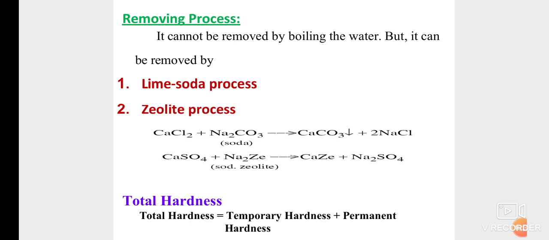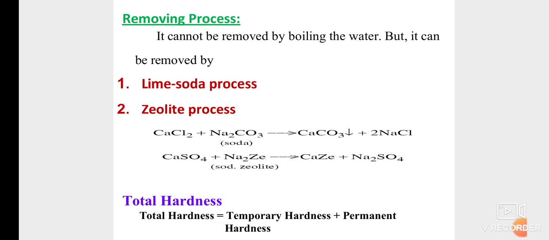The calcium carbonate is the temporary hardness. So it is the process to convert the permanent hardness into temporary hardness. The temporary hardness we can boil, and it is easily removed. So the lime soda process is the conversion of permanent hardness into temporary hardness. Calcium chloride is the permanent hardness producing salt. After treating the calcium chloride with soda, that means Na2CO3, it is converted into calcium carbonate, which is the temporary hardness producing salt. So even at boiling, the calcium carbonate is easily removed from the water. So the lime soda process is very important for converting permanent hardness into temporary hardness.